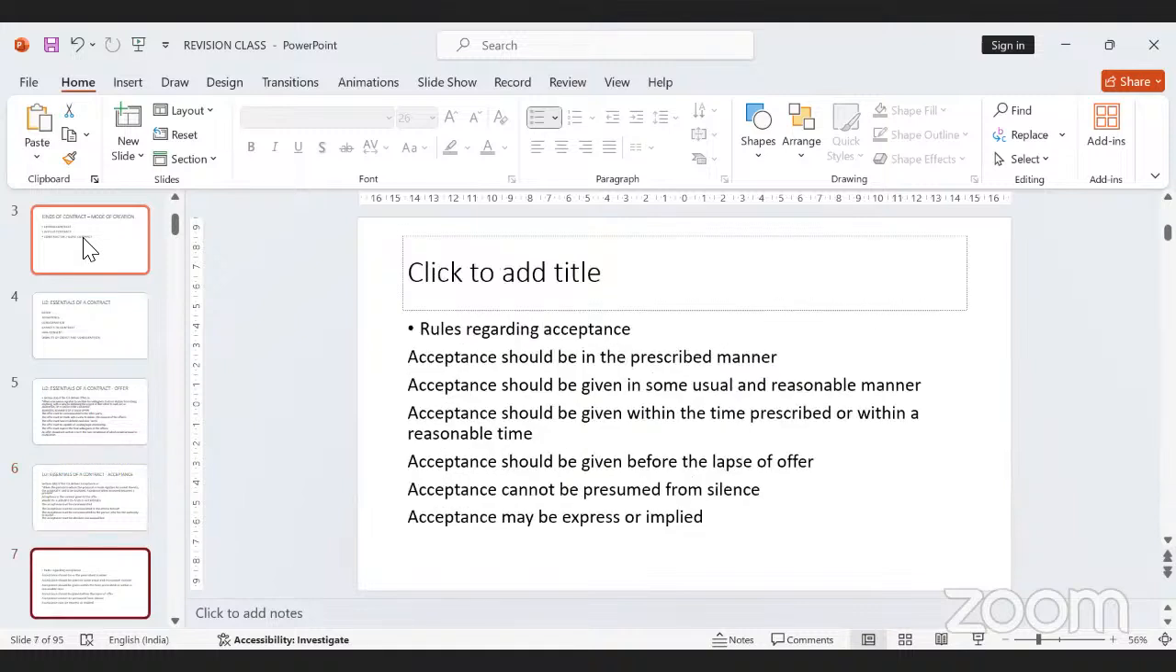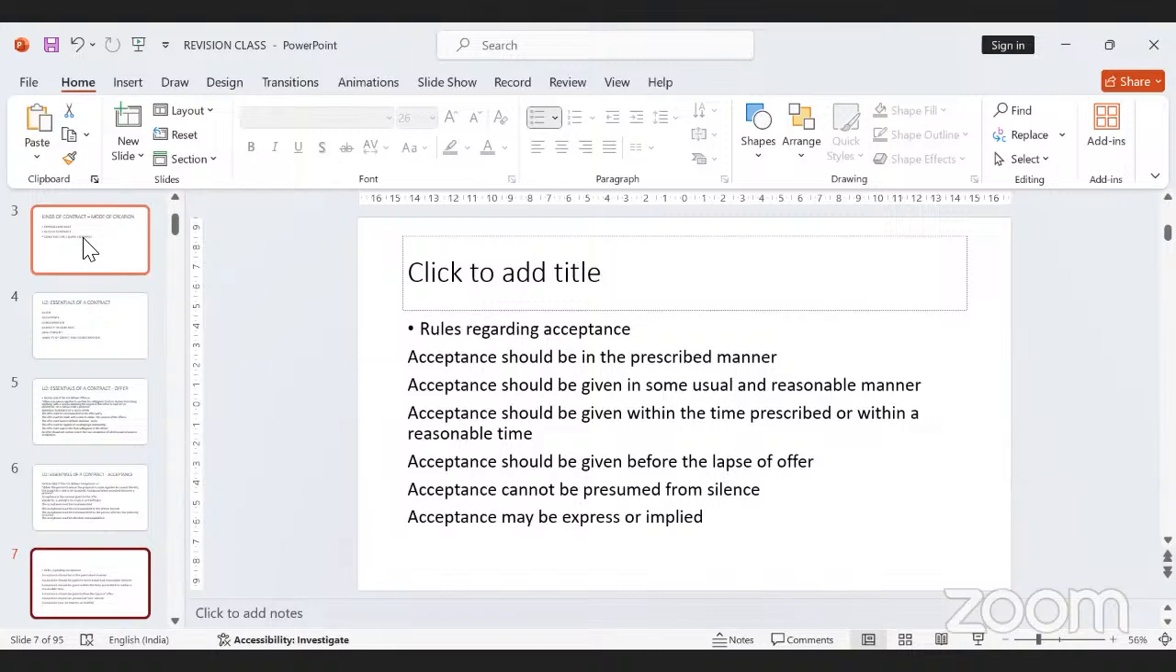Okay. Then again, acceptance should be given in the prescribed manner, right? Acceptance should be given in some usual and reasonable manner. What are usual and reasonable manners? By phone calls, by emails, by text, something like that. Right? Then acceptance should be given within the time prescribed. It should be given before the lapse of the offer.